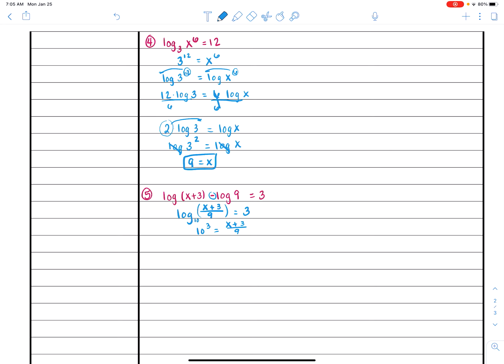Okay, but I can't get those to be the same bases at all. I have a base of 10 and a base of whatever, but I don't need to because my x is not in the exponent. So I'm going to take 10 cubed. 10 cubed is 1,000 equals x plus 3 divided by 9. If I multiply by 9, then that will cancel the denominator. So I have 9,000 equals x plus 3. Minus the 3, and you have 8,997 equals x. All right, and that's it for your notes today.